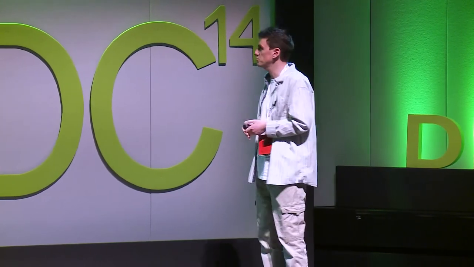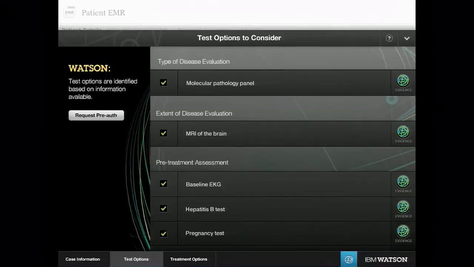So it's suggesting that as a question, because it knows that the answer to that, one way or another, will improve its confidence in its understanding of this case. That's the case information tab. Let's go on to test options. And here, Watson is suggesting the tests that look like they're appropriate for this patient.